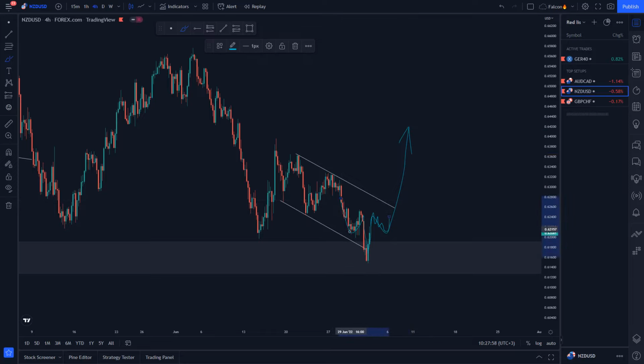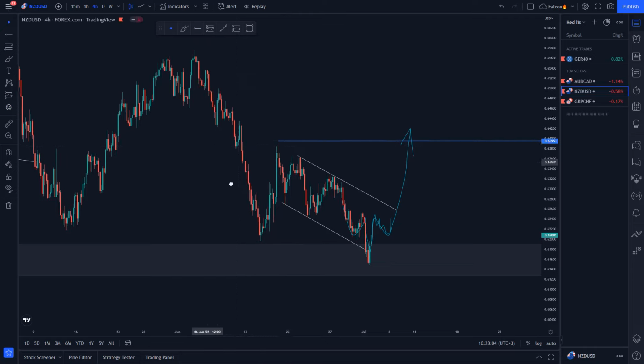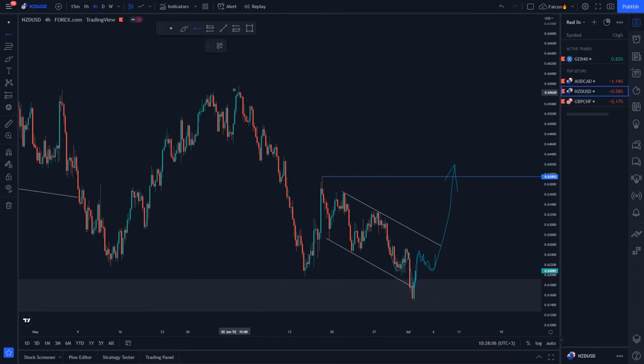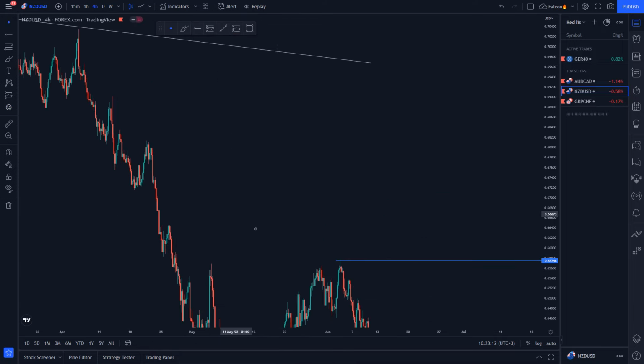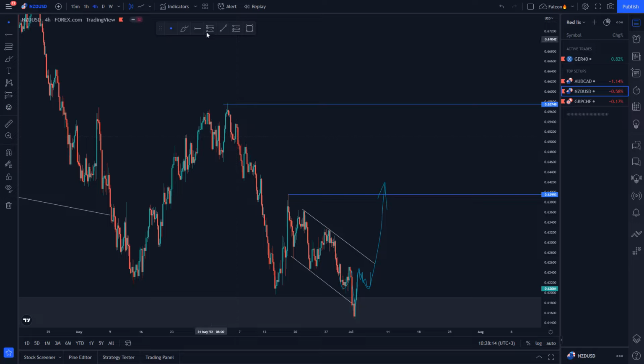Okay, this looks like a head and shoulders to me. So first target will be in these levels over here. Second target, these highs over here, and the overall target will be at the top of this pattern where it all began. So watch out for this pair also.